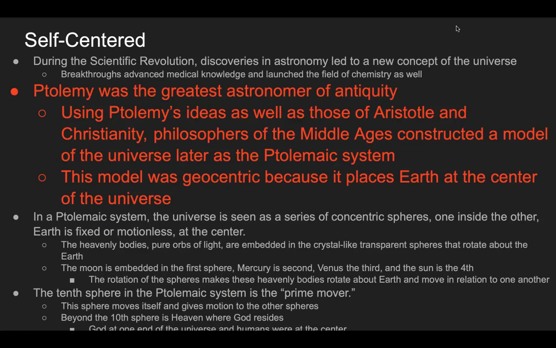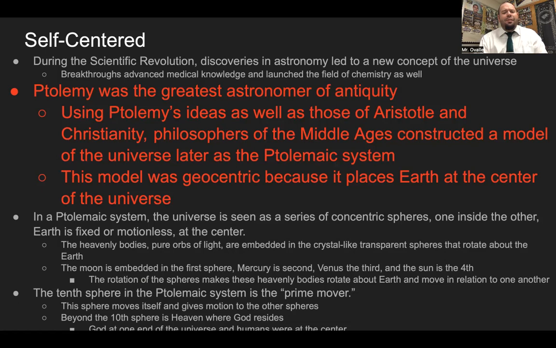Ptolemy was the greatest astronomer of antiquity. Using Ptolemy's ideas as well as those of Aristotle and Christianity, philosophers in the Middle Ages constructed a model of the universe later known as the Ptolemaic system. The P is silent. This model was geocentric because it places Earth at the center of the universe. So up until Nicholas Copernicus in 1500, everyone believed, because they were told, that the Earth was the center of the universe, and everyone believed that.